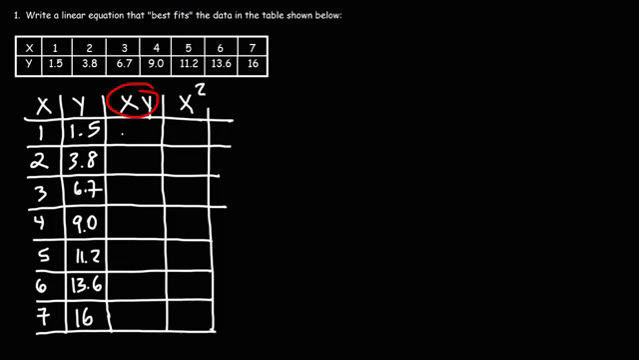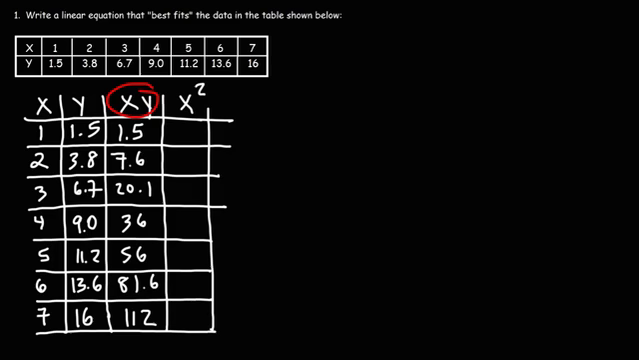Now for the next column, we need to multiply x and y together. So 1 times 1.5 is 1.5. 2 times 3.8, that's going to be 7.6. 3 times 6.7, that's 20.1. 4 times 9 is 36. 5 times 11.2 is 56, and then 6 times 13.6, that's 81.6. Now 7 times 16, 7 times 10 is 70, 7 times 6 is 42, 70 plus 42 is 112.